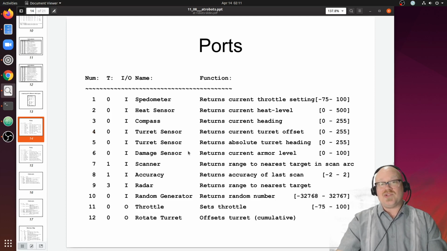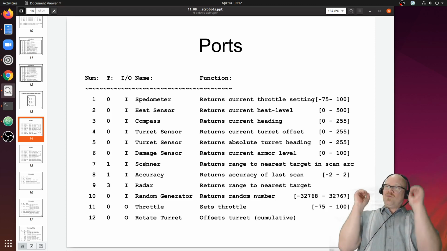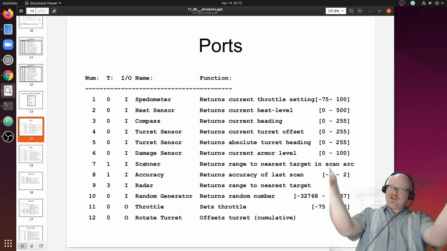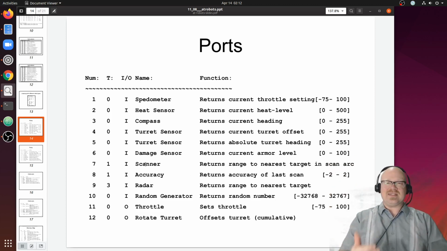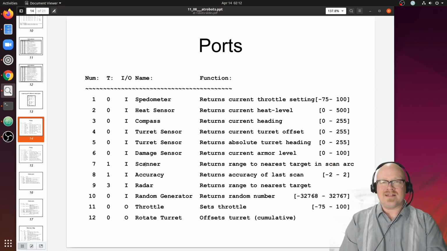There's a damage sensor, which returns what your armor level is, and that's a value between 0% and 100%. Although you should never get 0, because you'd already be dead if your armor gets to 0. There is a scanner port also for input. This is when your robot shoots out that gray triangular pie piece. So when you input from the scanner port, you show that little pie piece, and whatever robots are within that pie area, the closest one of those, assuming that there is one, will have its distance from you returned by this port operation.